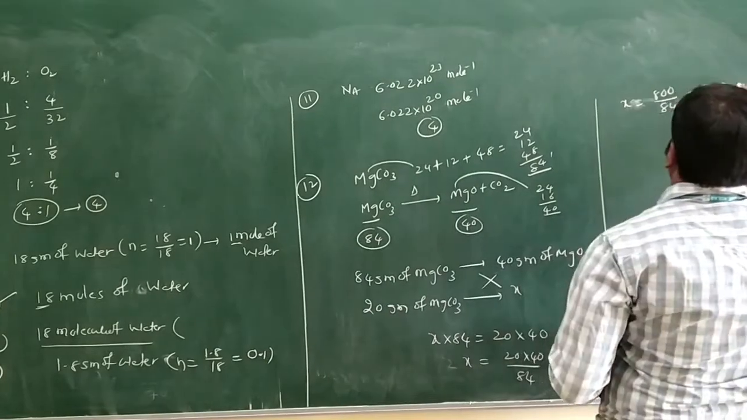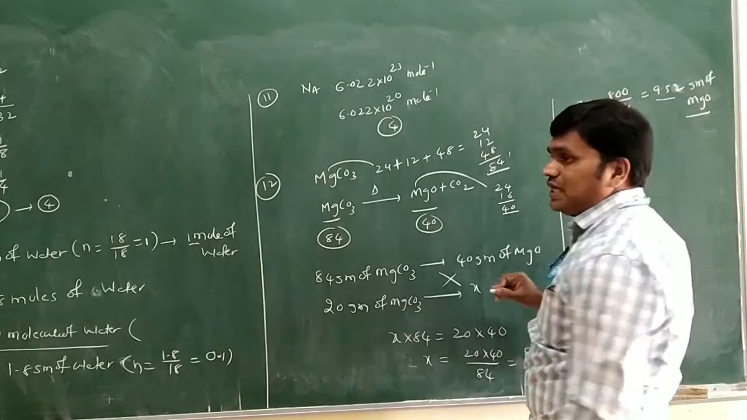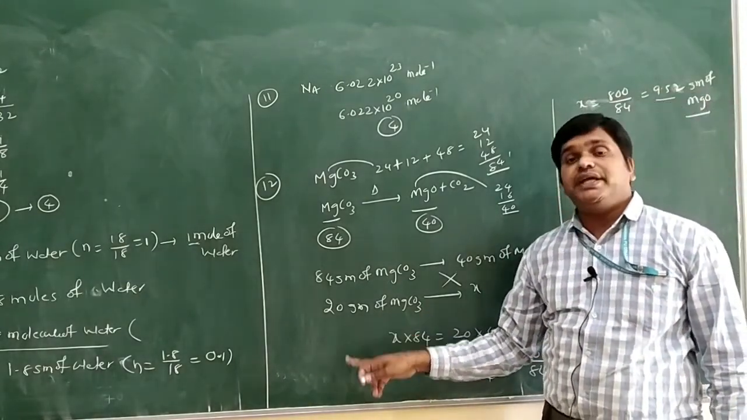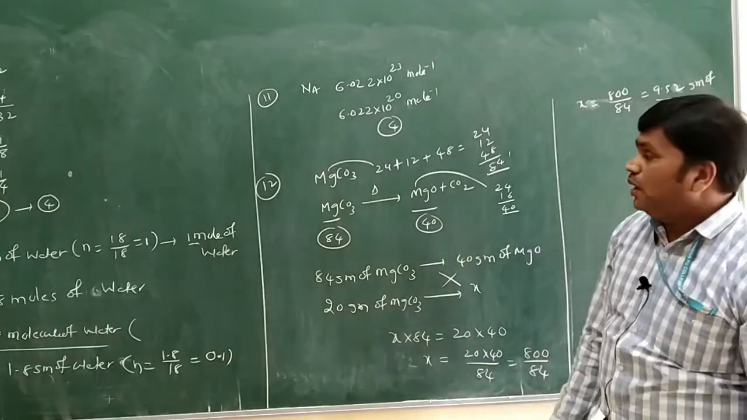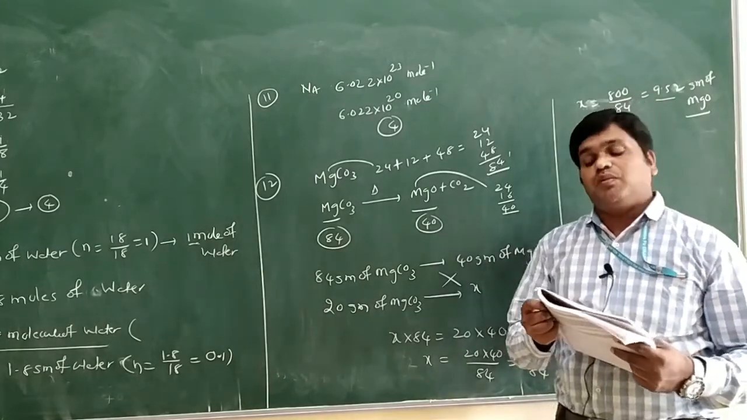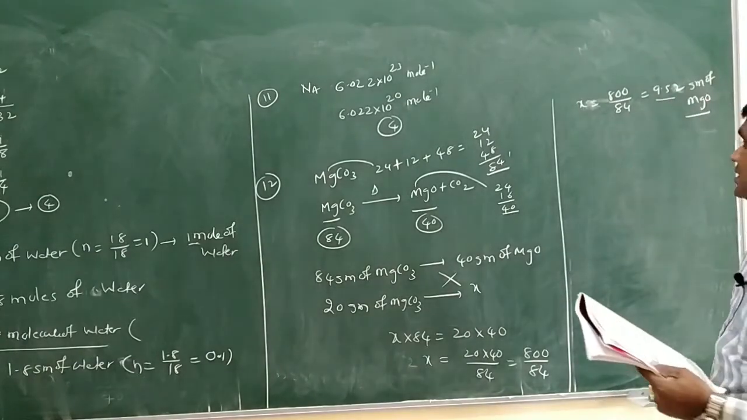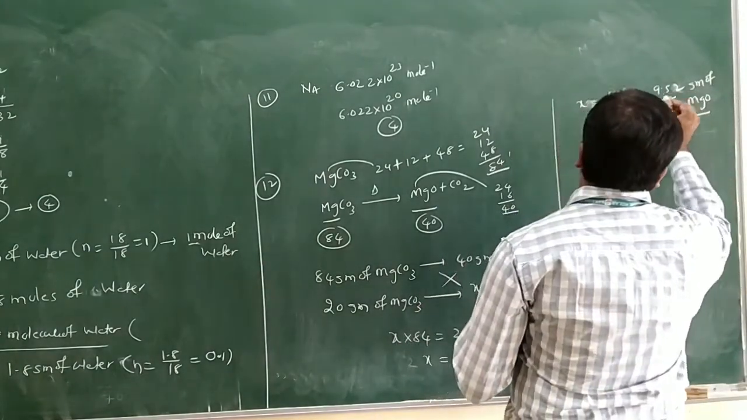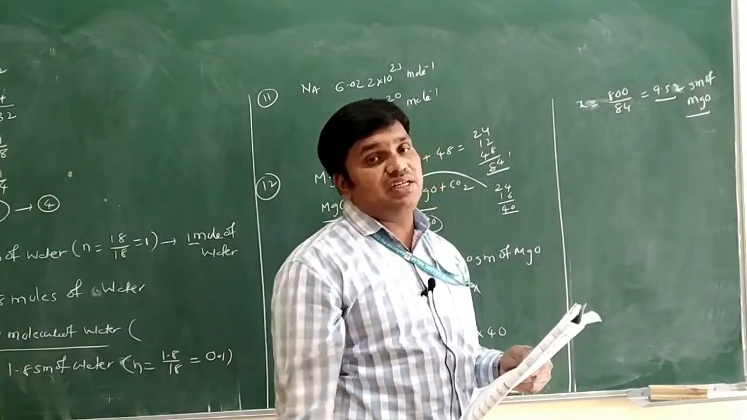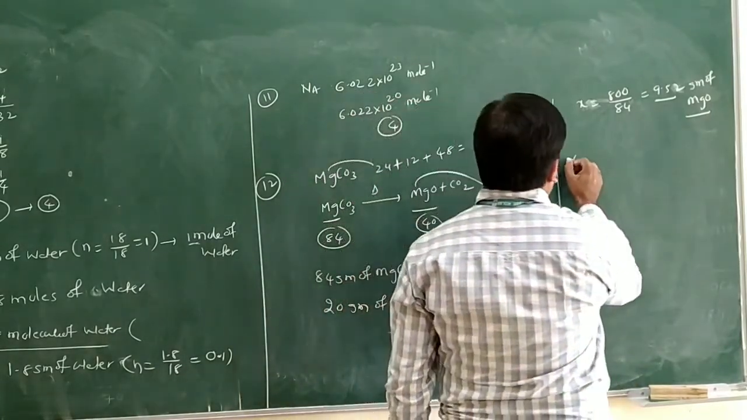This is what? 9.52 grams of magnesium oxide formed by combustion of how many grams of magnesium carbonate? 20 grams of the magnesium carbonate only. But in the question they have given already 8 grams of magnesium oxide is formed only. They are asking the percentage of purity of the magnesium carbonate. So how much magnesium oxide is formed in the reaction? 9.52. How much magnesium oxide is given in the reaction? That is 8 grams only. From this what can you find out here? Percentage of purity.